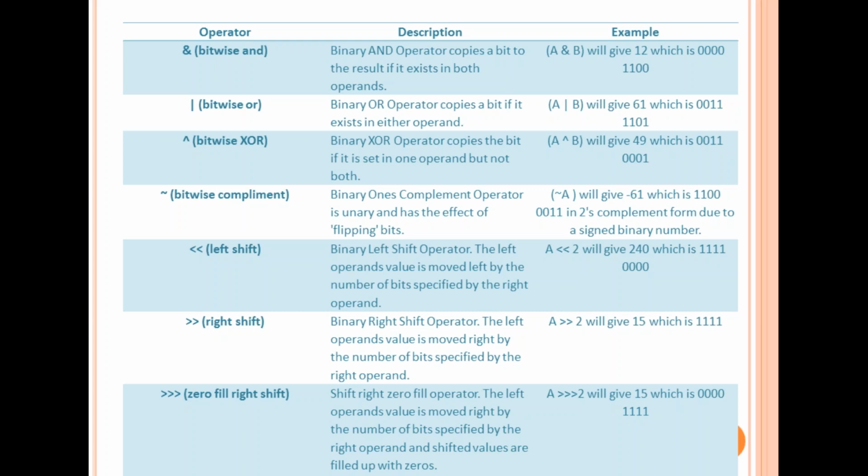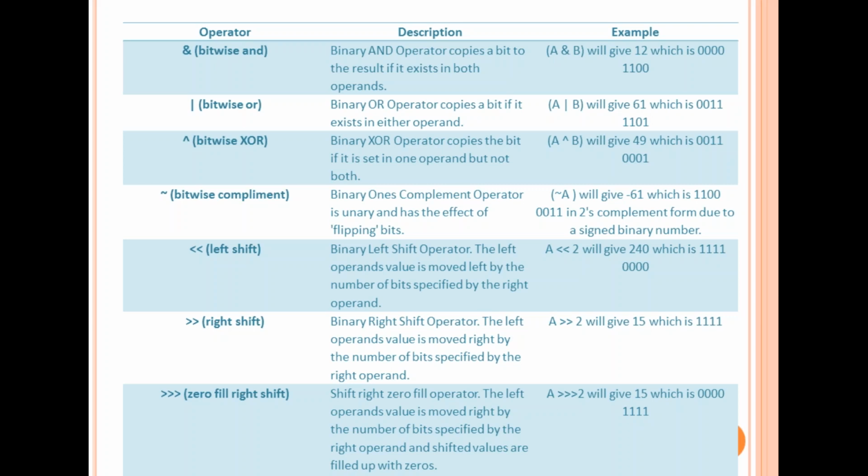XOR. Bitwise XOR operator copies the bit if it is set in one operand but not both. Binary one's complement operator is unary and has the effect of flipping bits. Left shift. Binary left shift operator, the left operand's value is moved left by the number of bits specified by the right operand. A left shift 2 will give you 240, which is 1111 0000.